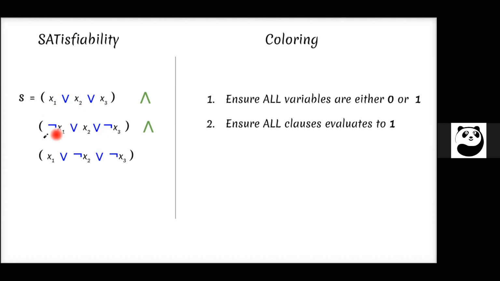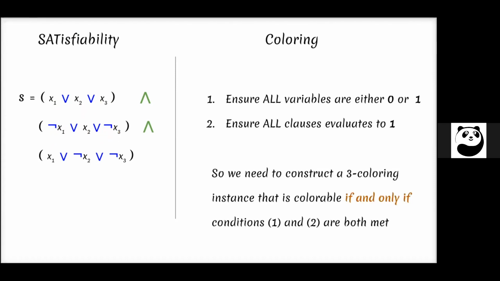At least one of these three has to be a 1. Well, x1 should be 0. If x1 is 0, this will be satisfiable. But the point is, at least one of the variables should evaluate to 1. So a literal is a 1 if it's in normal form, or it's a 0 if it's in negation form. So we are going to construct a three coloring instance that is colorable if and only if these two conditions are met. If we can prove that these conditions are met in the three coloring instance, when translated back into the context of satisfiability, then the reduction is perfect.